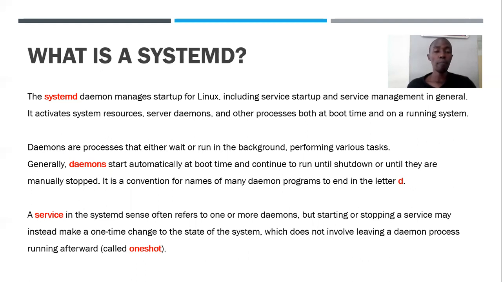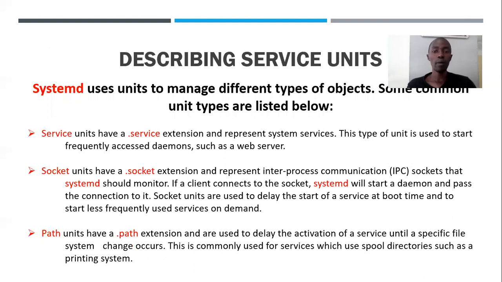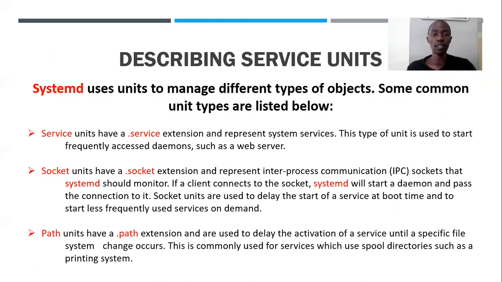So in this part, we have something else about describing service units. So when we talk about describing service units, we need to understand what are some of these units that are here. So systemd, which is a daemon, uses units to manage different types of objects. So if you want to manage different types of objects, then you must make use of what? Systemd. So some common unit types are listed below. For example, we have service units, we have path units, we have socket units. But what are the differences? You can actually know a unit by its extension.